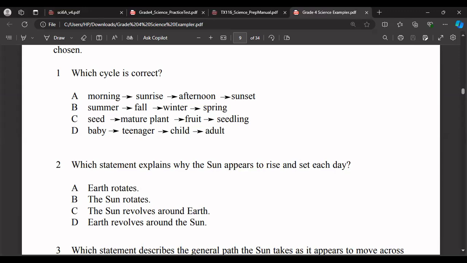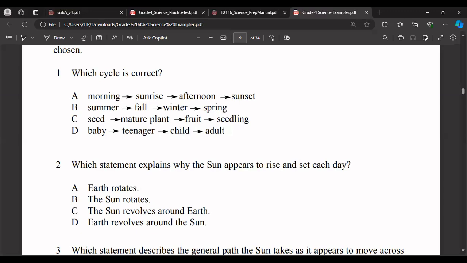In the other ones, you can tell the ordering is not quite correct, right? Yes. So A, which would have been the correct ordering for option A? It could have been sunrise, morning, afternoon, sunset. Great. Option B, which is the correct order? Seed, seedling, mature plant, and fruit. Great. And D? Baby, child, teenager, adult. Bravo. I'm clapping for you. That's great.